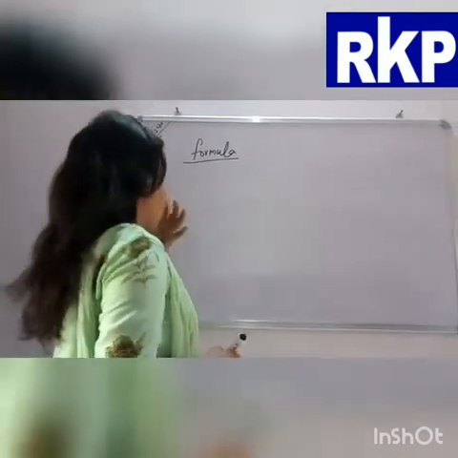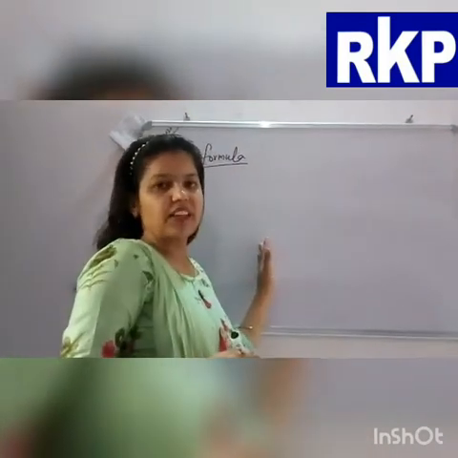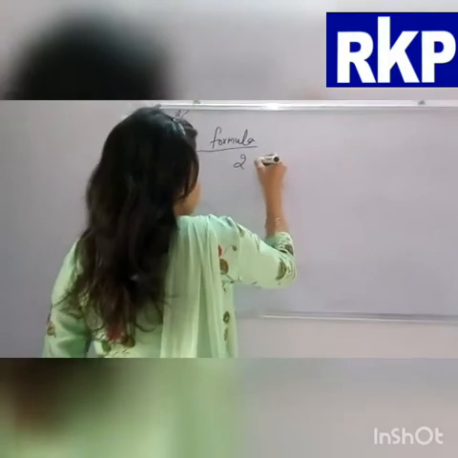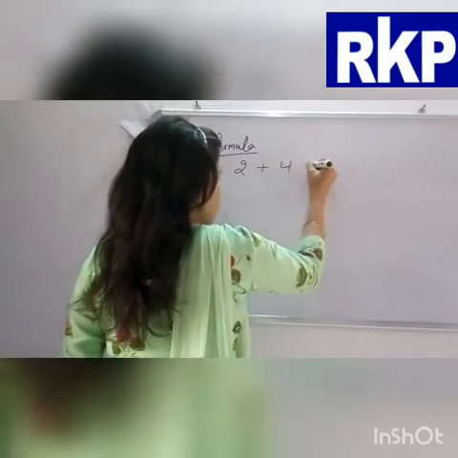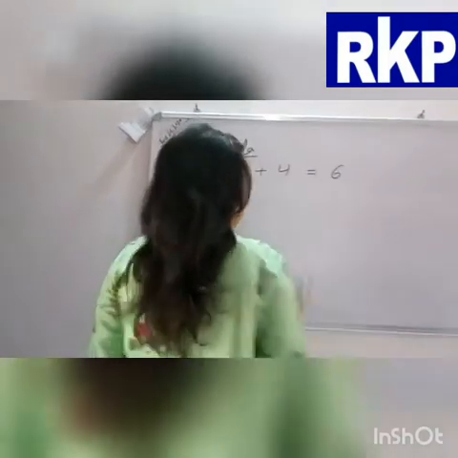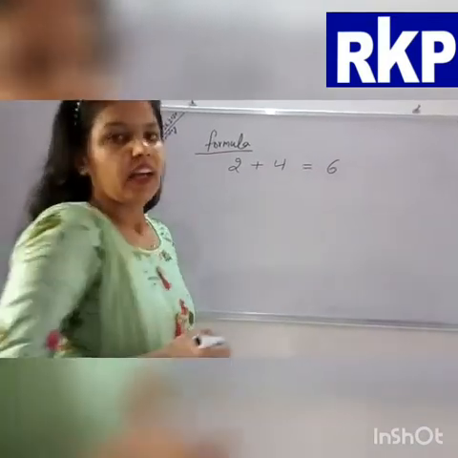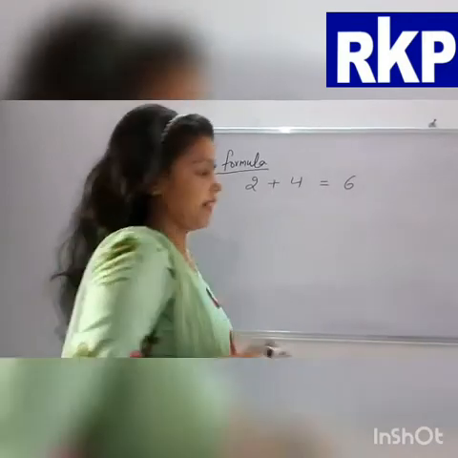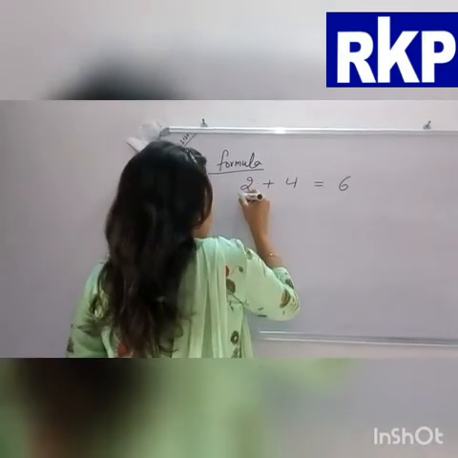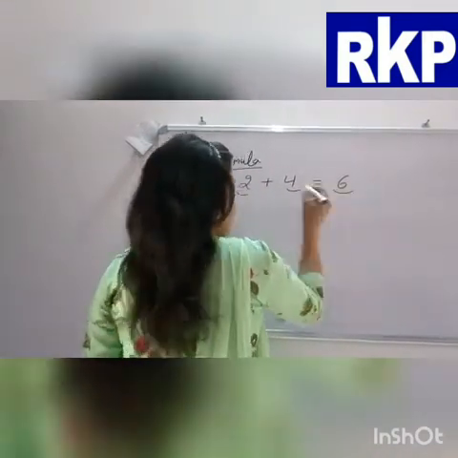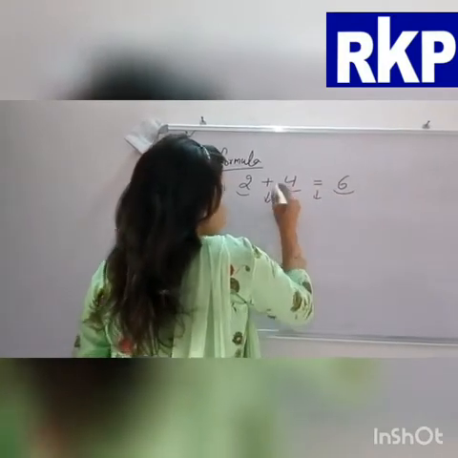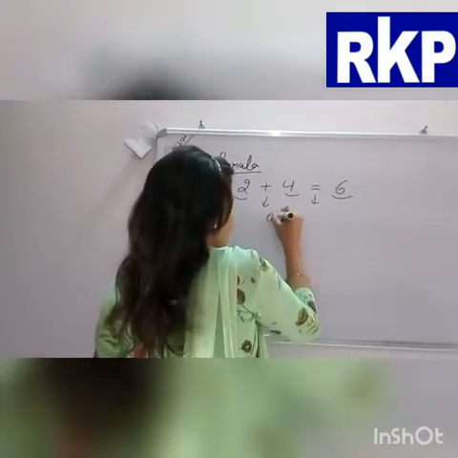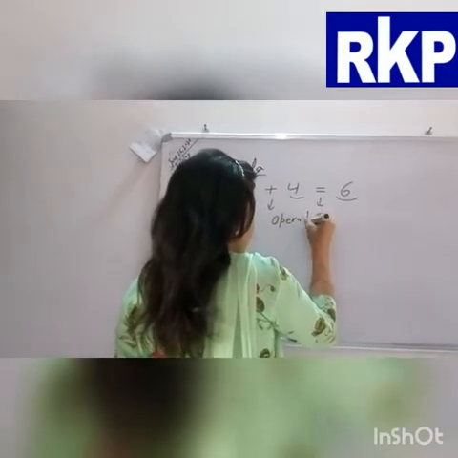Let us take one example and then I will explain the definition of this formula. Suppose you want to add 2 and 4. So you will get result 6. This is your formula. Here I have discussed two things, operators and operands. Students, just see this plus sign and this equal sign. What are these? These are operators.